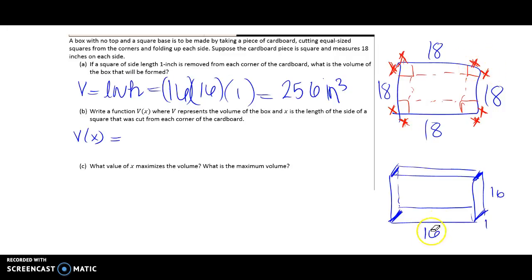So I'm going to grab my eraser then, because then I don't know that these are 16. And in fact, what I see here is that this base, which measured 18 before I cut anything, is now going to just be 18 with those x's removed. So I'm going to have to account for that with 18 minus 2x, 1x from each side.